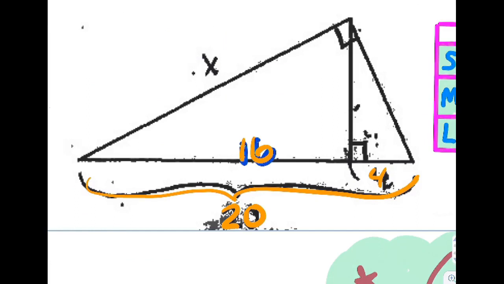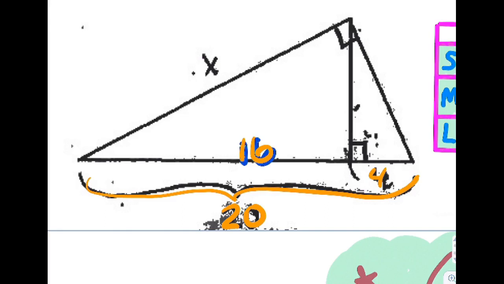Some of the packets got cut off at the bottom. You might not have seen the 20 there. So make sure you know that the bottom is 20, which makes that other part 16 and the little part 4. So make sure you know that before we go any further. I apologize, it's just the way that they copied. I didn't mean for that to happen.